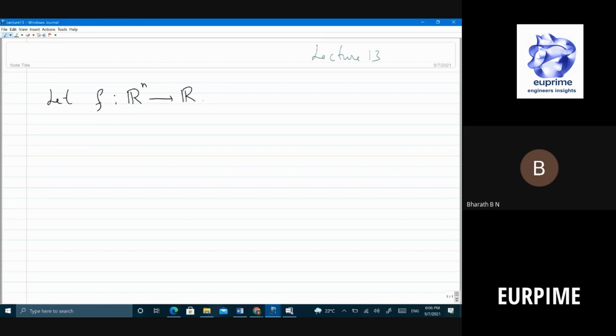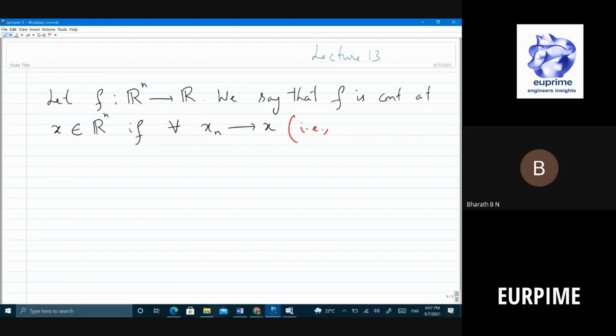So now we know the notion of continuity of a function mapping from R to R. So what do you mean by continuity of such a function, right? So we say that f is continuous at x belonging to R^n. See, this x is a vector, an n-dimensional vector. We say that it's continuous at x if you take any sequence that converges to x, right? If for every x_n converging to x. So what do you mean by x_n converging to x? If you have a sequence of numbers, I say that x_n converges to x, you know what it means, right? It will enter the epsilon room no matter what epsilon is after some time, right?